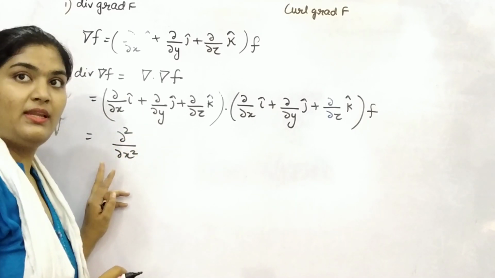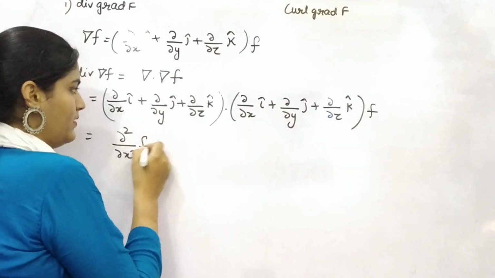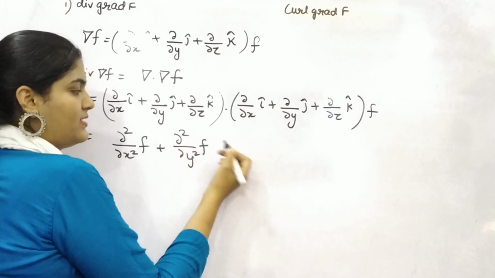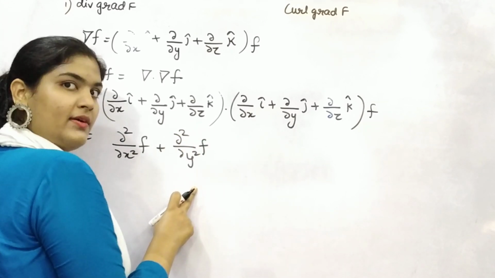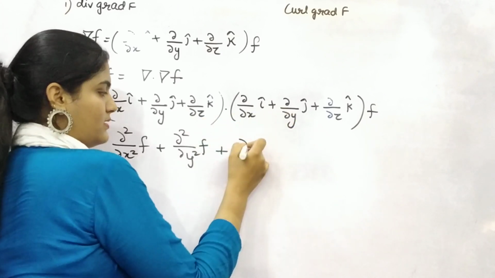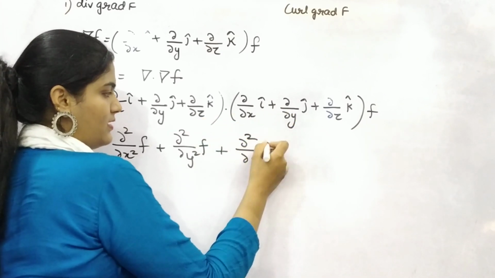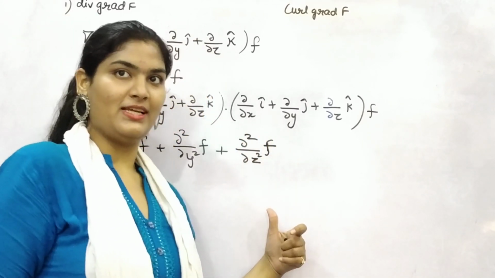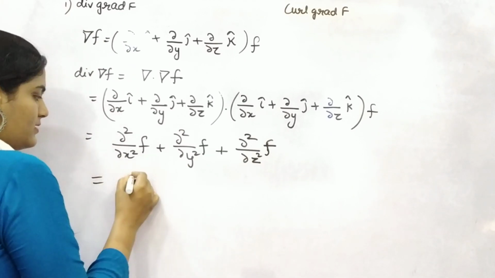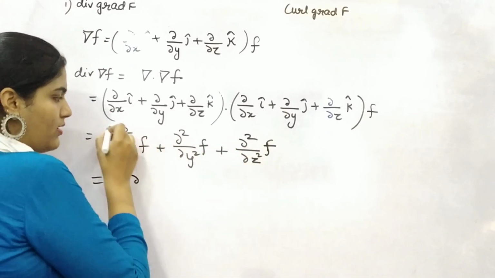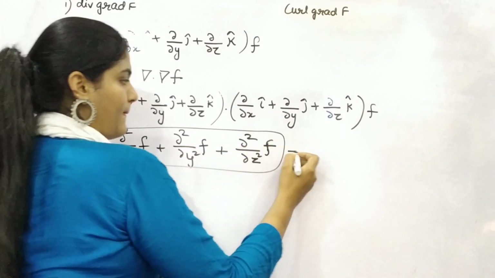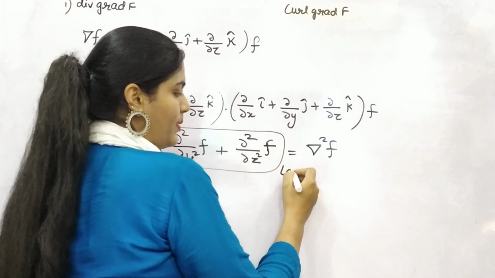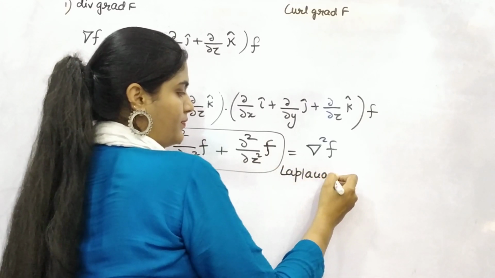It has now become the double differentiation of f with respect to x. Similarly, j dot j is 1, so double differentiation of f with respect to y, right? Similarly, double differentiation of f with respect to z. So what you can write is del square f, which is called the Laplacian operator.